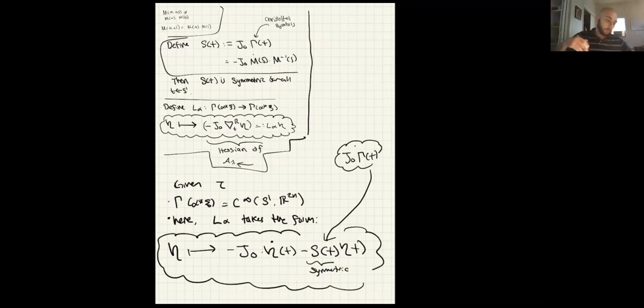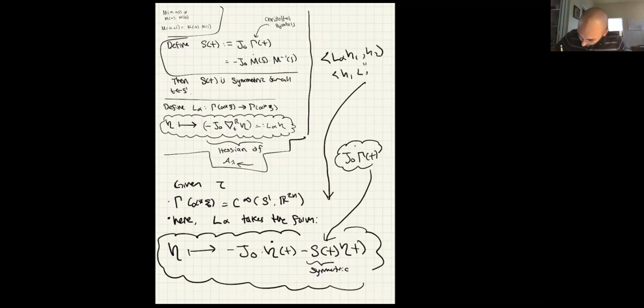For example, if you wanted to show that this operator is a symmetric operator on the sections, I guess you could probably do it a fancy way using that it's a symplectic operator, but just doing it in coordinates is a really nice way to prove it. So this is a symmetric operator. It's getting messy, but basically L alpha eta 1, eta 2 equals eta 1, L alpha eta 2. Okay. And there are some other nice properties of this thing.